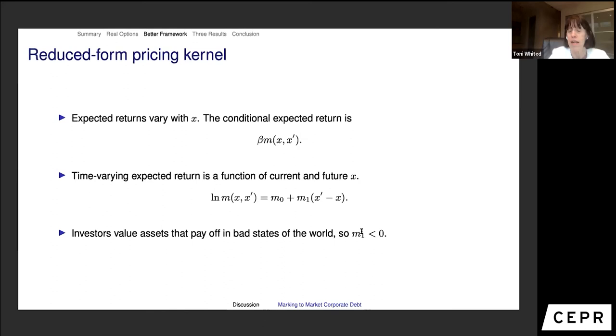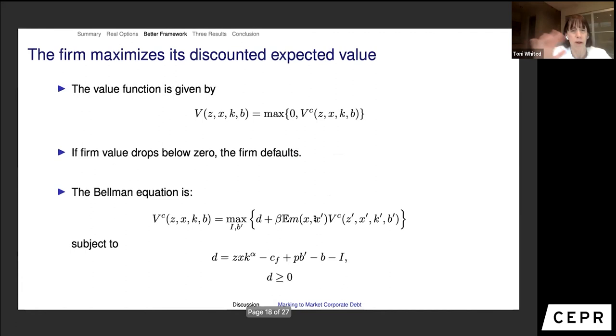Okay, we've got it all. The one thing I want to close this little model sketch with is the pricing of debt and the Bellman equation. So the value function is just the firm value: the maximum of zero and its continuation value, if that happens to be above zero. If the value drops below zero, the firm defaults.